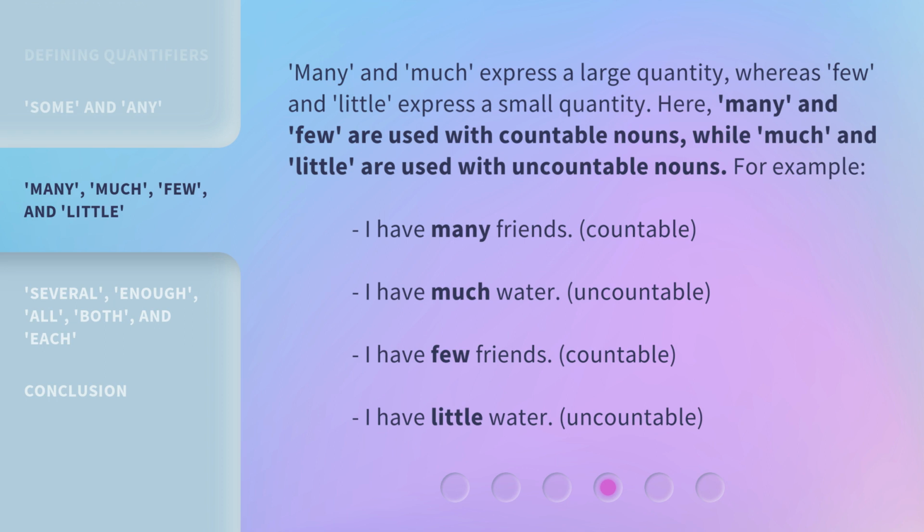For example, I have many friends. Countable. I have much water. Uncountable. I have few friends. Countable. I have little water. Uncountable.